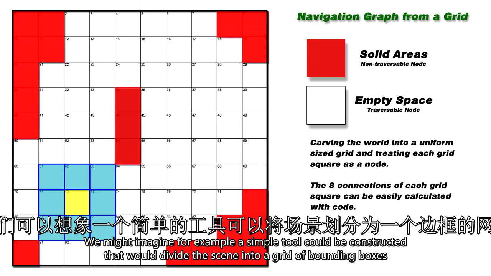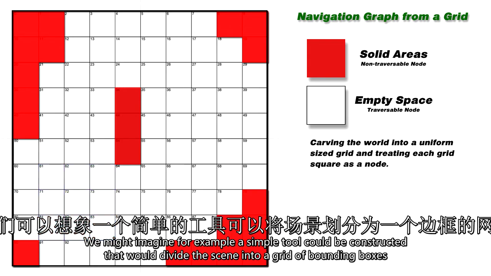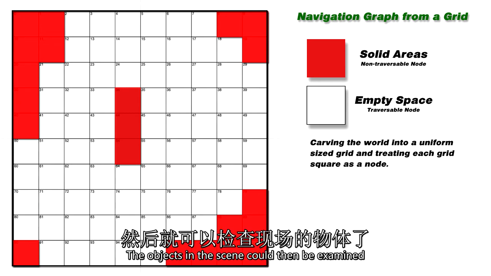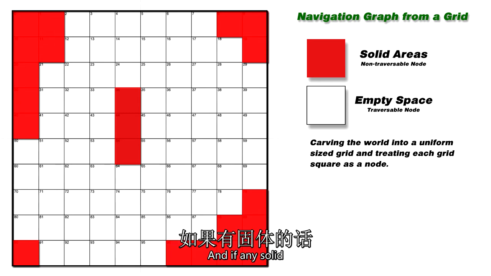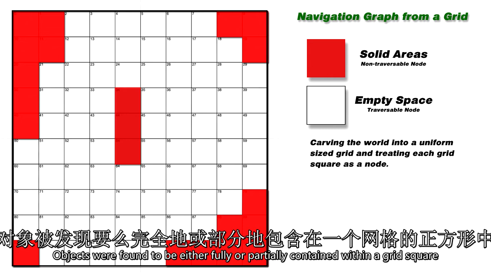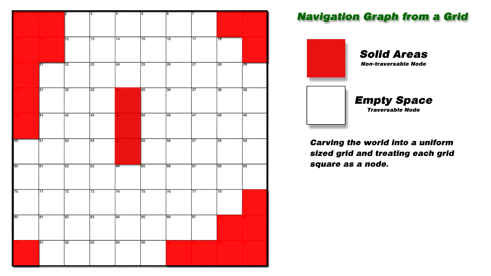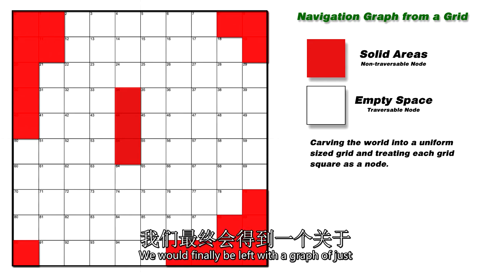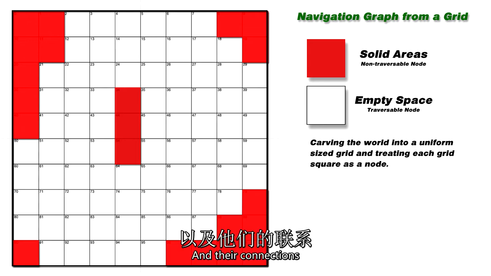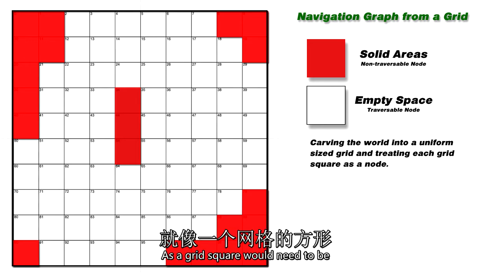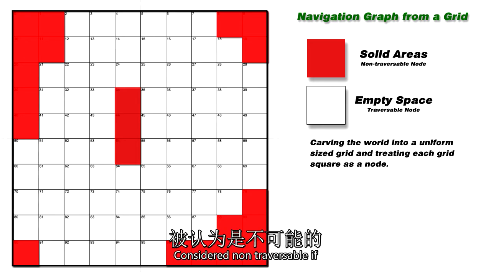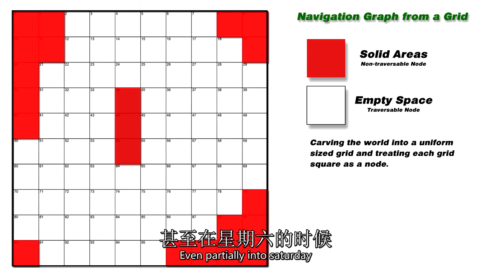We might imagine, for example, a simple tool could be constructed that would divide the scene into a grid of bounding boxes. The objects in the scene could then be examined, and if any solid objects were found to be either fully or partially contained within a grid square, then that node would either be removed from the graph or set as a solid, non-traversable node. We would finally be left with a graph of just empty nodes and their connections, as a grid square would need to be considered non-traversable if any object even partially intersected it.